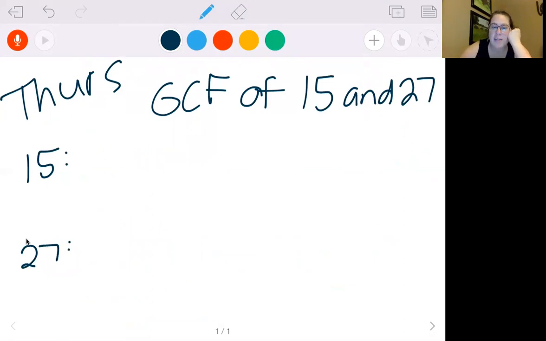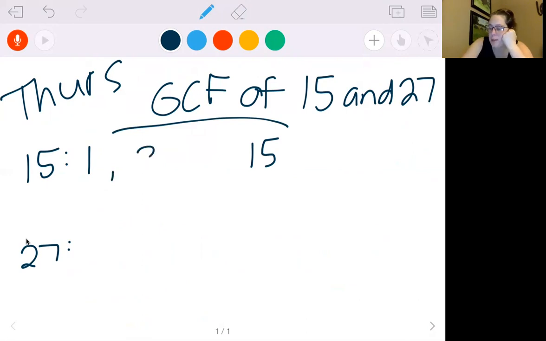Then we think of every combination of multiplication we can do to get to 15. So first I can do 1 times 15. It's kind of like a little rainbow. I can't multiply anything by 2, but I can do 3 and 5. It's easier if you space them out like that and do 1 and 15 and fill in the middle.